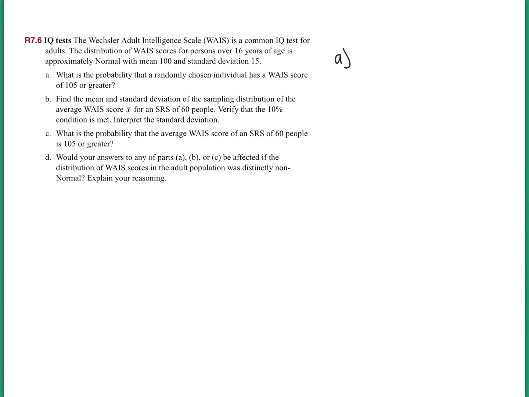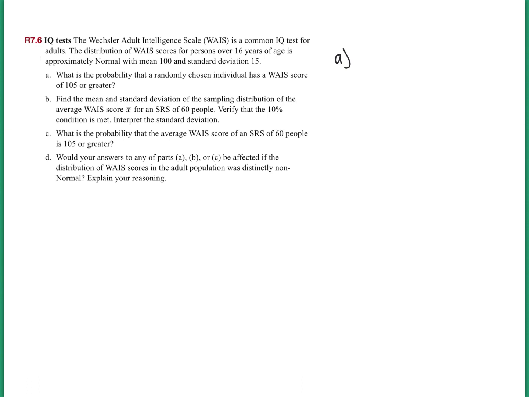Okay. The Wechsler Adult Intelligence Scale, WAIS, is a common IQ test for adults. The distribution of WAIS scores for persons over 16 years of age is approximately normal, with mean 100 and standard deviation 15. What's the probability that a randomly chosen individual has a WAIS score of 105 or greater? Okay, so this is from what we did last semester. They have some normal distribution, and we want to find the probability.